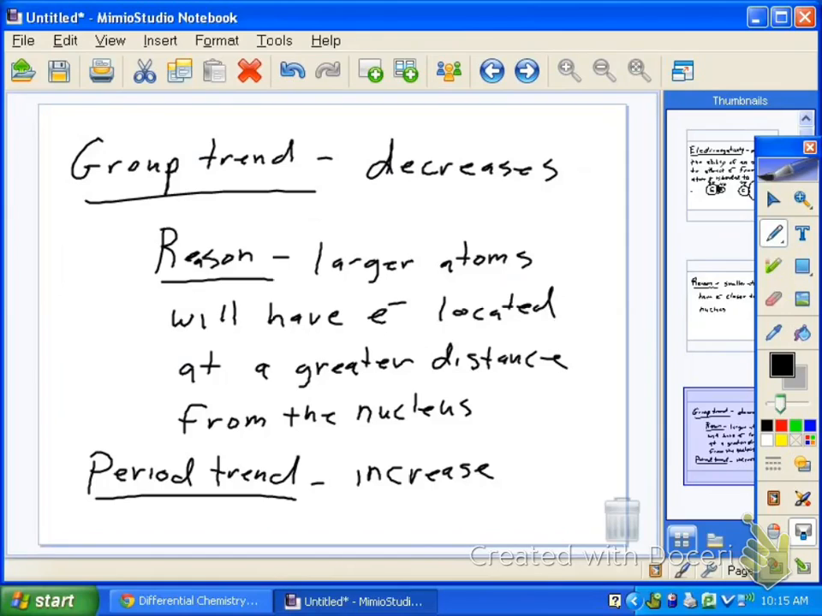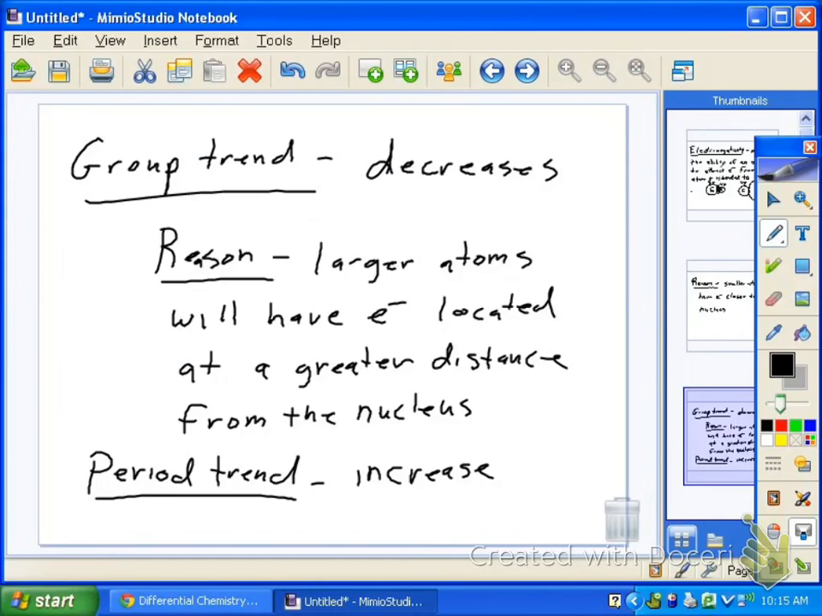Okay. And as you told me, the period trend is increasing. As you go from left to right, the general trend is to have a greater attractive force for those electrons that are being shared between two atoms. Okay? Any questions on that? I'll get the reason here for the period trend. It's the opposite of the reason for the group trend.